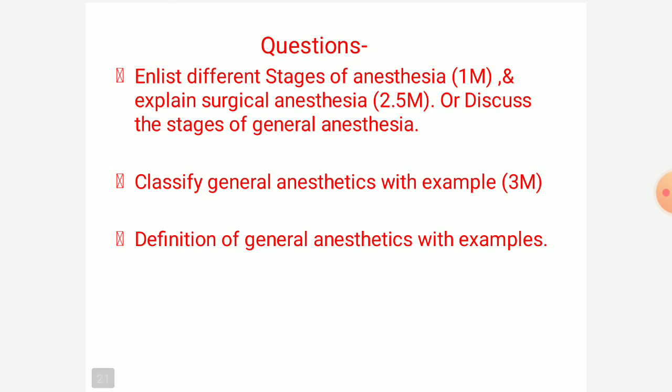In your previous question paper, the question asked was: analyze the different stages of anesthesia and explain surgical anesthesia, means stage 3, and also discuss the stages of general anesthesia. And the second question is: classify the general anesthetics with example. I will explain the classification of general anesthetics in the next lecture. Next question is: definition of general anesthetics with example. So these are the questions from the previous question paper.